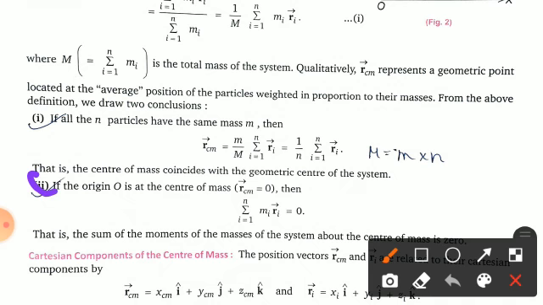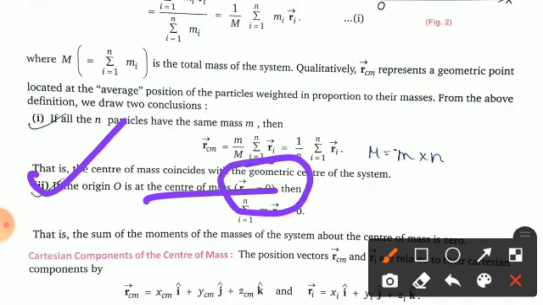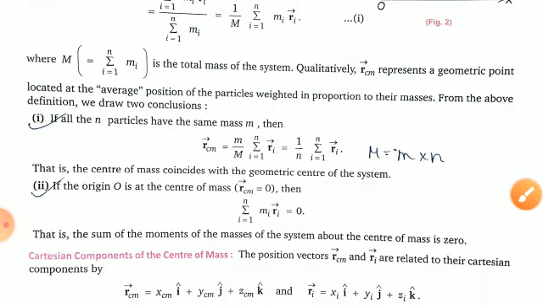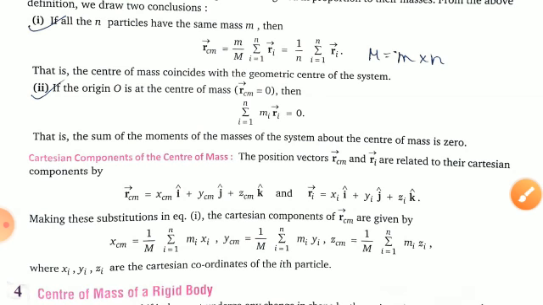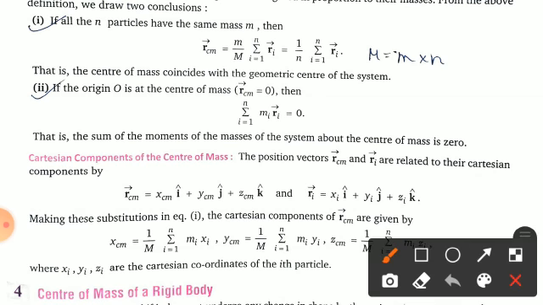Now see the second one. The origin O is at the center of mass. That is, if the position vector is at the center, then what will happen? This relation, summation of mi ri, comes out to be 0. I hope you understand it. That is, the sum of the moments of the masses of the system about the center is 0. This is the important one and you should remember it.